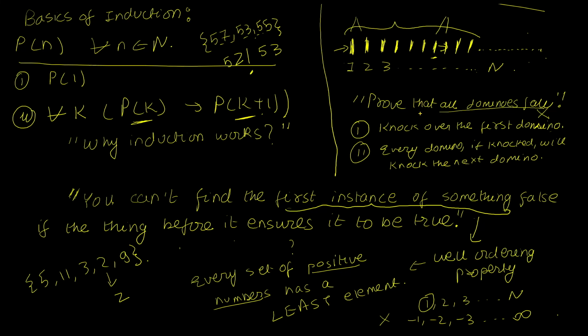And now I can apply the same logic on the reduced set. So ultimately, I'm going to be able to prove that this set is empty and there is not a single domino that didn't fall. So you can't find the first instance of something false if the thing before it ensures it to be true.